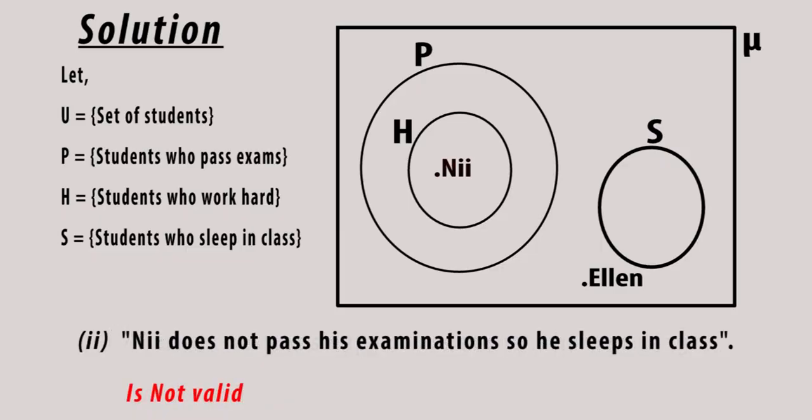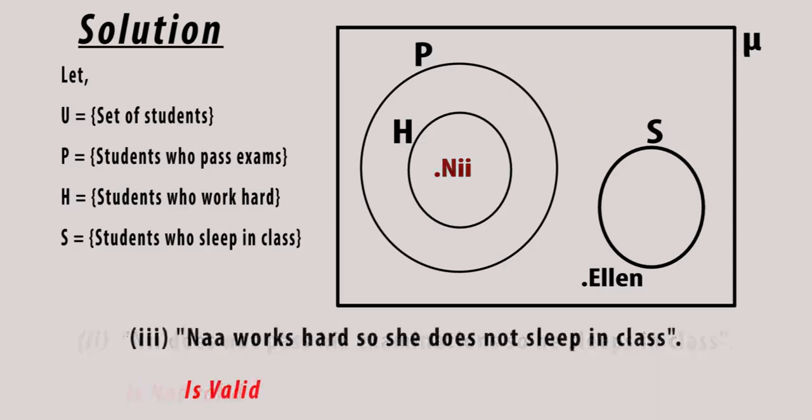See the position of Ni on your Venn diagram. Ni does not pass his examinations, so he sleeps in class. Ni can also be outside the two sets, so this statement is not valid. The third one, Noah works hard, so he does not sleep in class. This statement is valid.